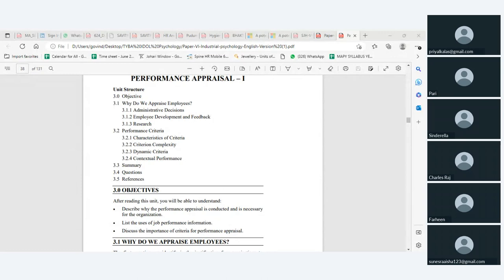Similarly, this is our performance appraisal. In any organization, they also need to do a performance appraisal for administrative reasons. They need to find out whether the person has met the objective or not. The same thing applies to employee development and feedback. As I said, performance appraisal is not just about your increment, it's about development and feedback.